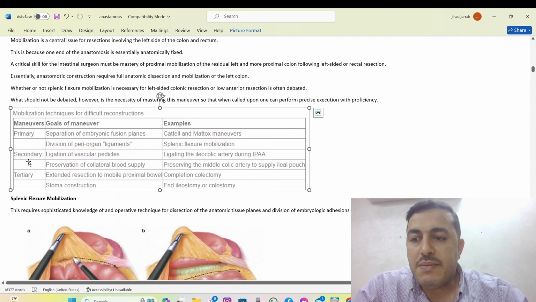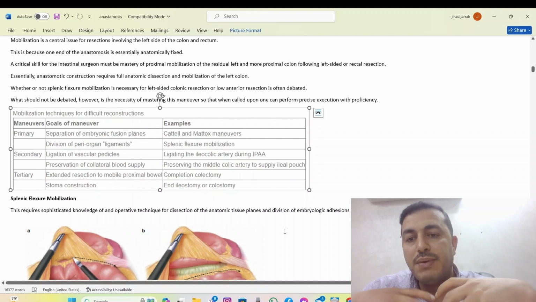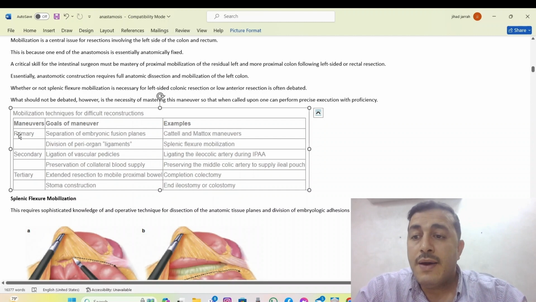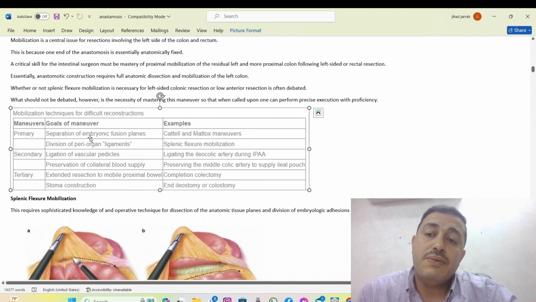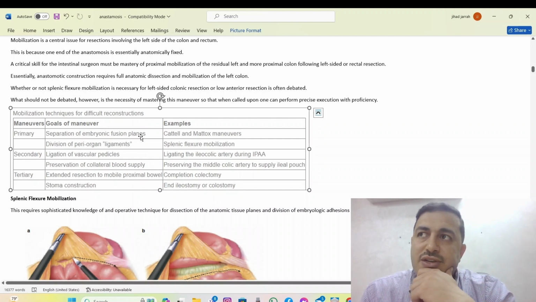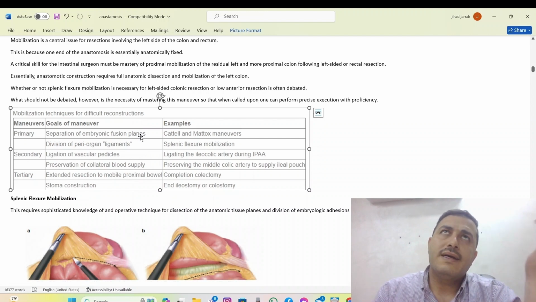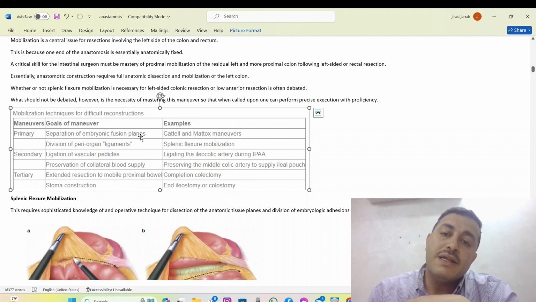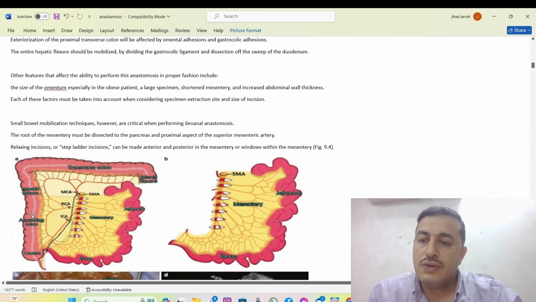They can be classified into primary, secondary, and tertiary. I don't want you to remember them by heart, but to understand the concept. For example, we have here the primary mobilization maneuvers. First of all, we have the separation of the embryonic fusion plane. I know that you know from your general surgery background that we have Cattell and Mattox maneuvers. Cattell is when bringing the right colon to the midline.